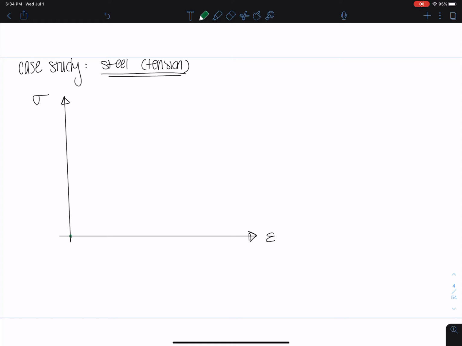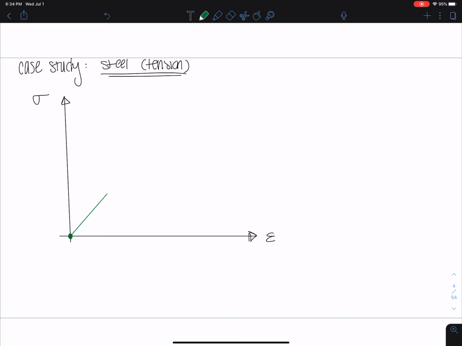So the first point here, we're going to start at 0. What that means is, if I have 0 strain on the object, 0 elongation, I have 0 stress, right? So that's a point, that's 1 point. Nothing's happening in terms of stress, nothing's happening in terms of strain. So we're going to have something that looks like this.